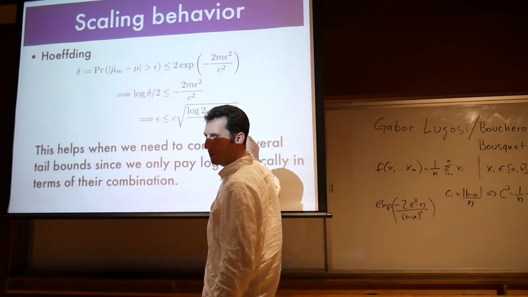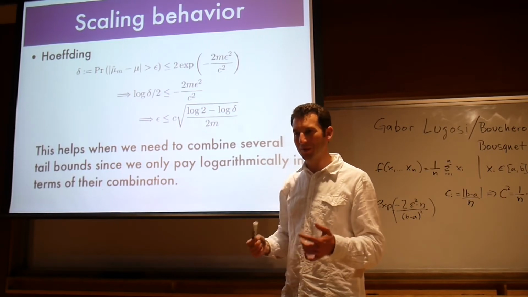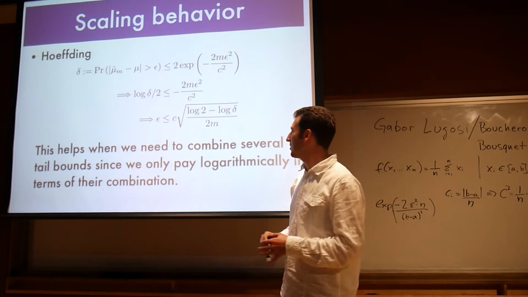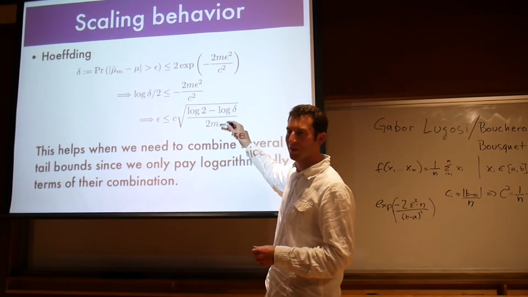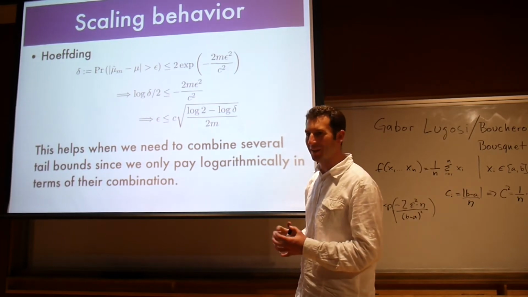This is the type of inequality that you will see in a lot of randomized algorithms and probabilistic analysis. Typically you would see a log delta term and some square root sample size term occurring somewhere. There's a high chance of that.